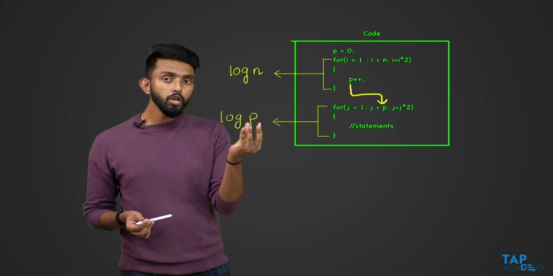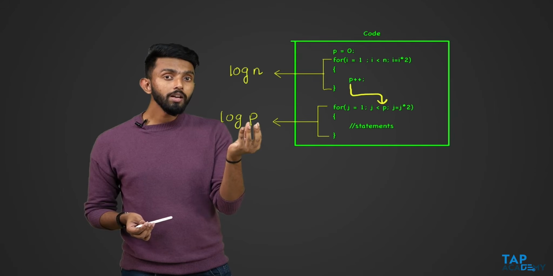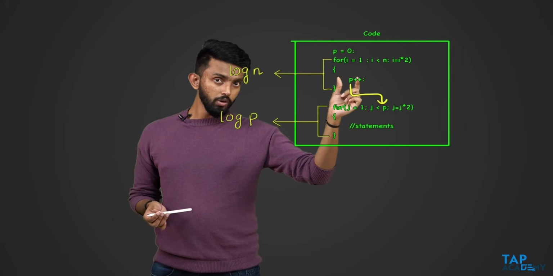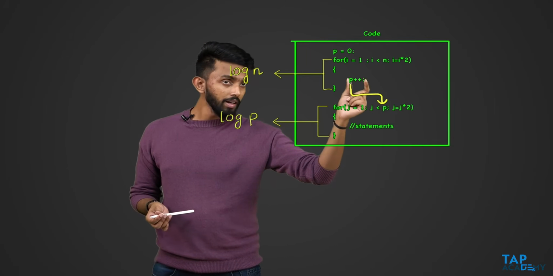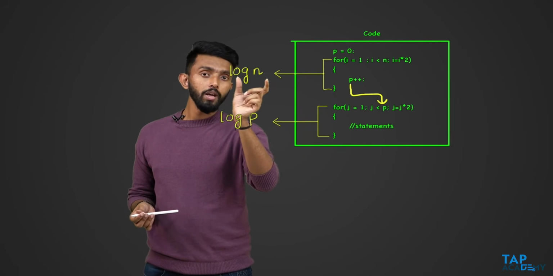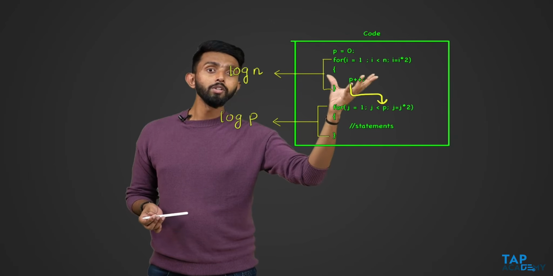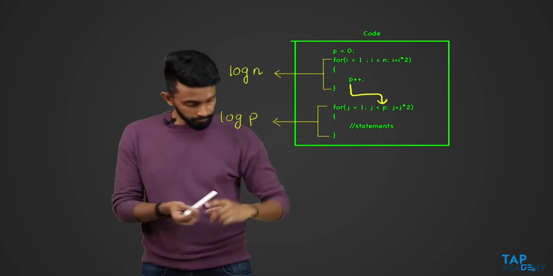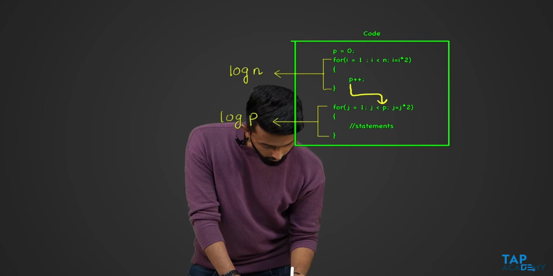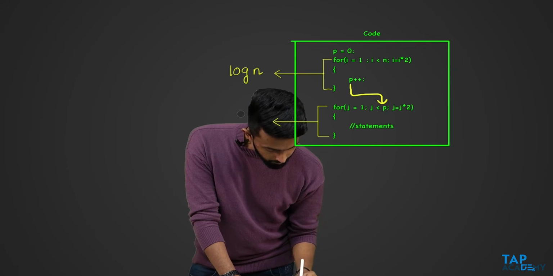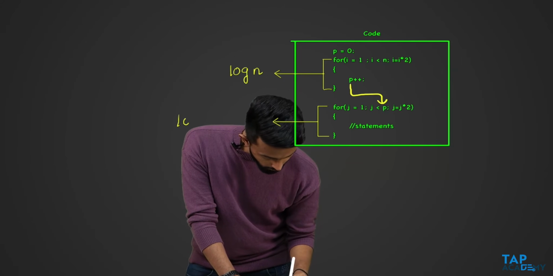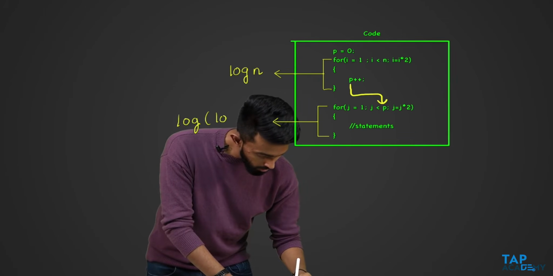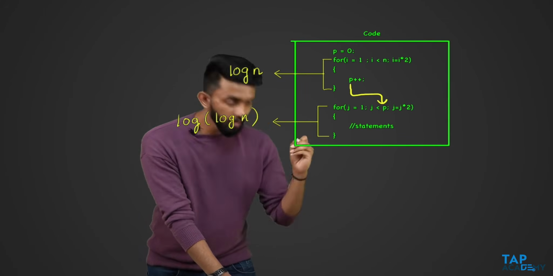So can I substitute any value for p? 100% I can, because I told you the number of times p will execute, or the number of times it will increment, is nothing but the same as this log n. How many times this loop will work, that many times it will increment. Which means, don't you think I can replace this p with log n? And hence, would you agree that I can write it this way, where I replace log p with this? So it will become log of log n.